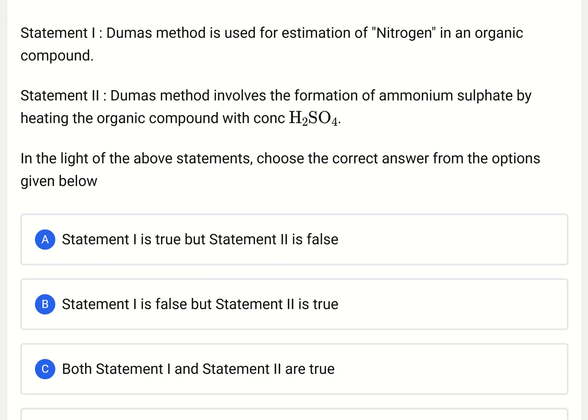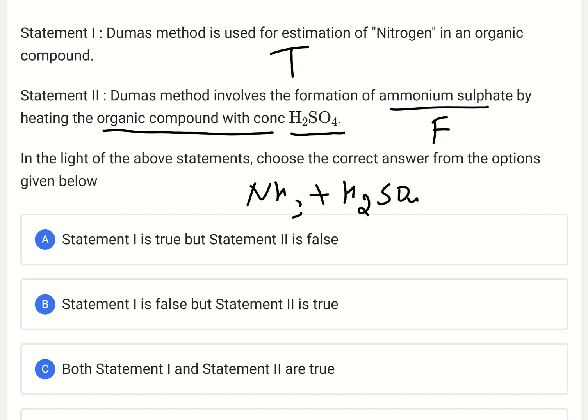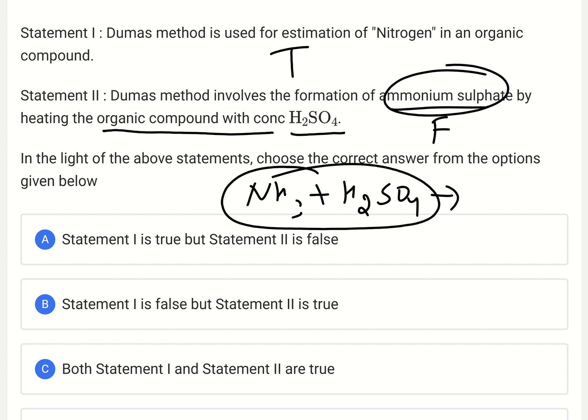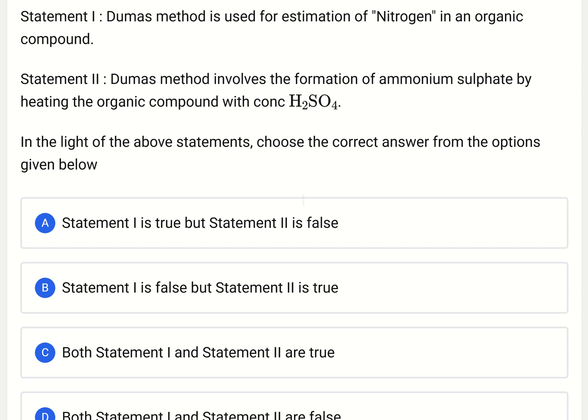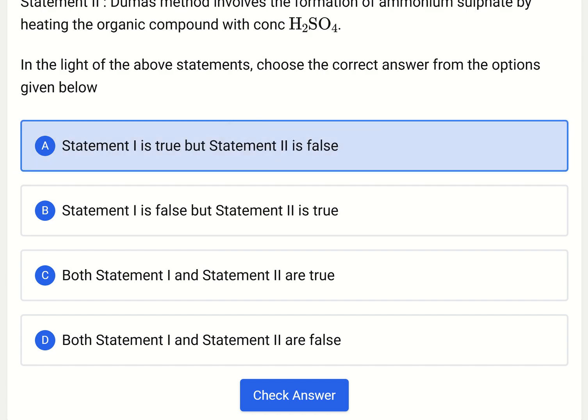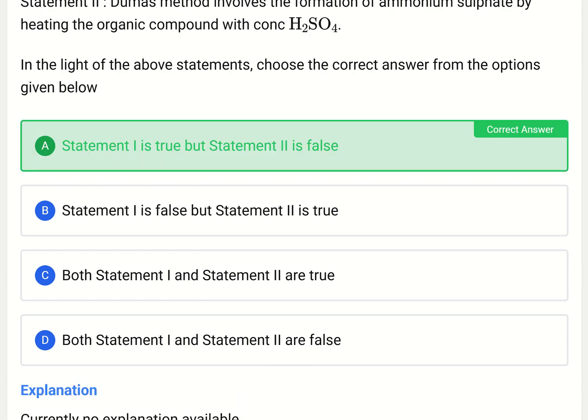So moving to the next question. Statement 1: Dumas method is used for estimation of nitrogen in an organic compound. It is a true statement. Statement 2: Dumas method involves the formation of ammonium sulfate by heating the organic compound with sulfuric acid. No, it is a false statement. In the Dumas method, we get ammonia, which is then added to excess sulfuric acid, from where we get ammonium sulfate. Means ammonia and sulfuric acid are combined. So you can say that this is a memory based question. Definitely statement 1 is true and 2 is false. So once again we got this answer right.